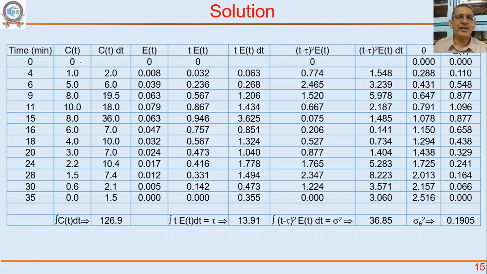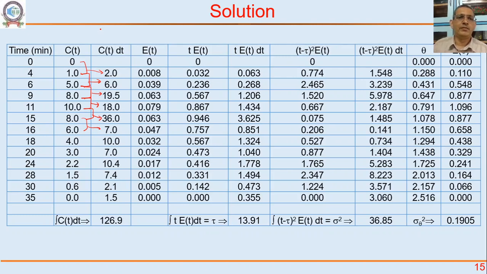So the integral of C dt over this interval will be half into 0 plus 1, into 4 minus 0. You will get this. Then the trapezoidal rule over the next intervals. Let me just show you this interval: 8 plus 6, 14 divided by 2, 7, multiplied by 16 minus 15, 1 over this interval is here.